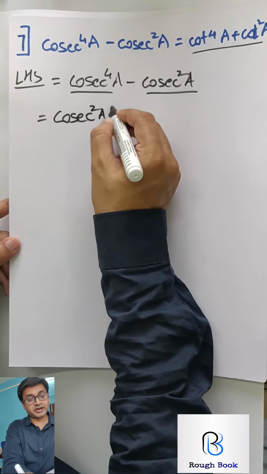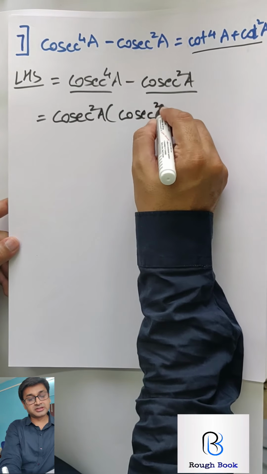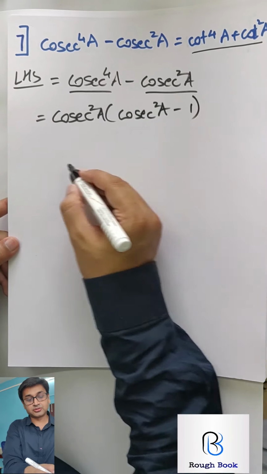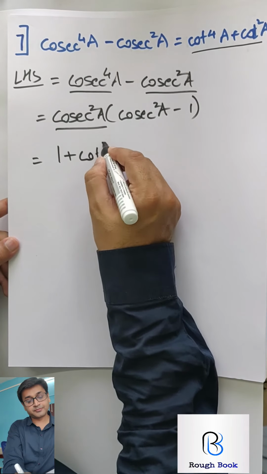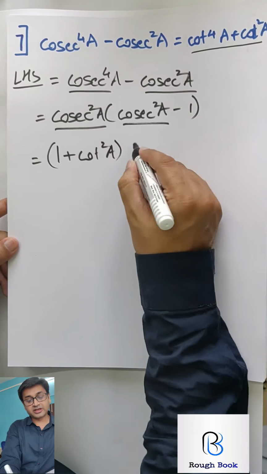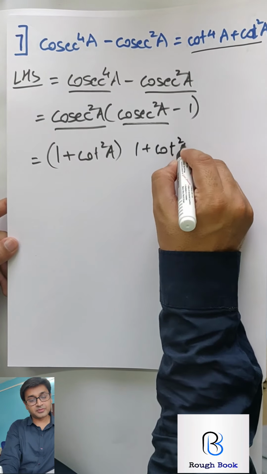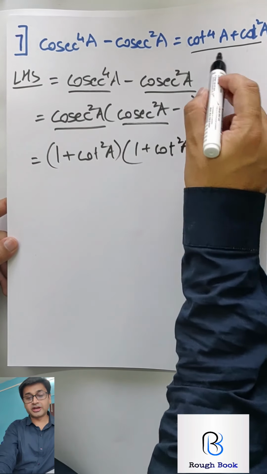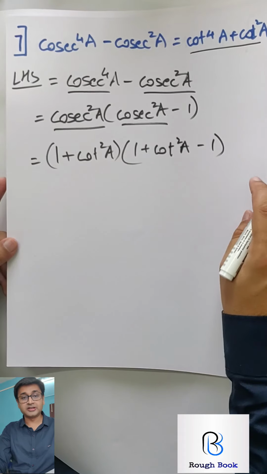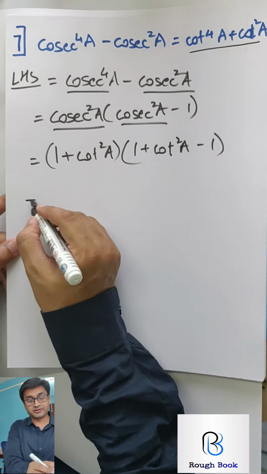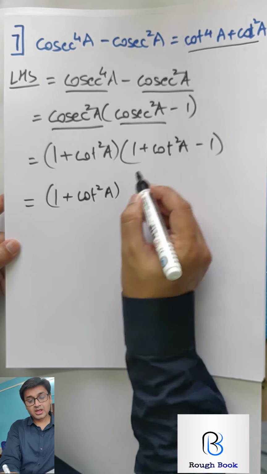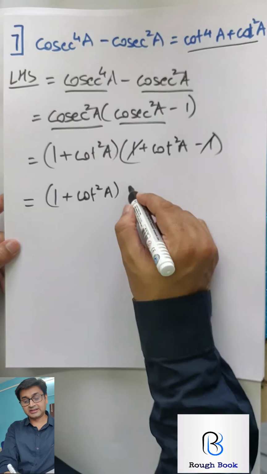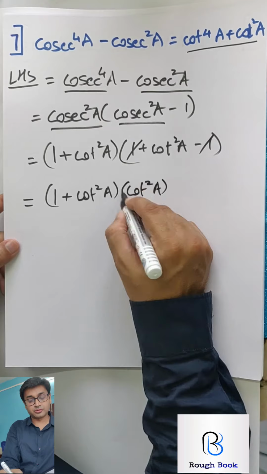So cosec square A I have pulled out common. What is left is cosec square minus 1. I can convert cosec square as 1 plus cot square. This cosec square also is 1 plus cot square. Why am I converting it? Because I don't need cosec at all. What I need is only cot. So I am converting everything. So I get 1 plus cot square. 1 plus and minus gets cancelled, so what is left is only cot square.